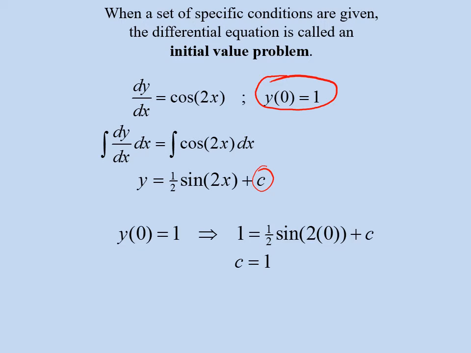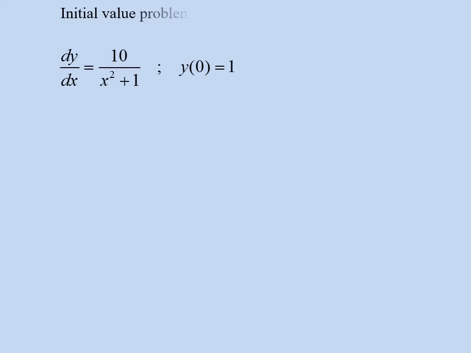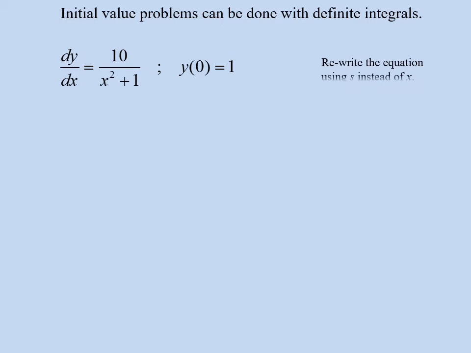Therefore, we can rewrite our function as 1/2 sine 2x plus 1. So we are able to recover the exact function when we're given the initial conditions. There's another cute trick that we can use for solving initial value problems by using definite integrals. And it works pretty much like we just did, except it kind of saves us the step of having to do the substituting and solving.